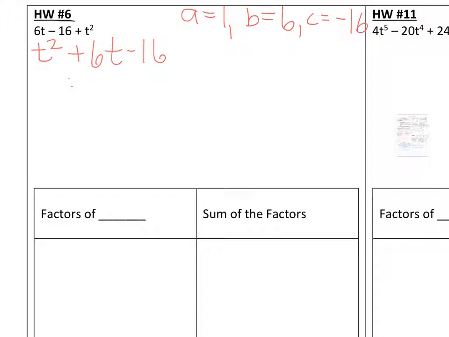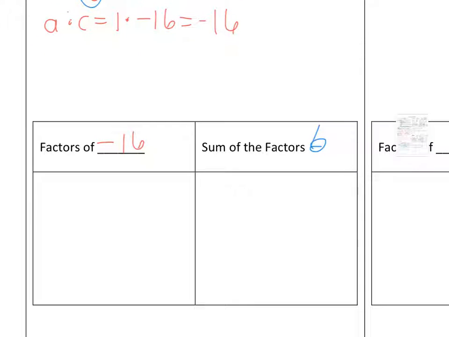Okay, so we want to do a times c first. So that'll be 1 times negative 16, which is negative 16. And then we want to add those numbers together to get the b term, which in this case is 6. So our b is positive 6. Okay, so we need multiplication problems that equal negative 16 but add to be 6. So don't make this difficult.